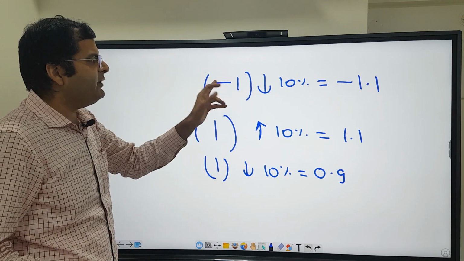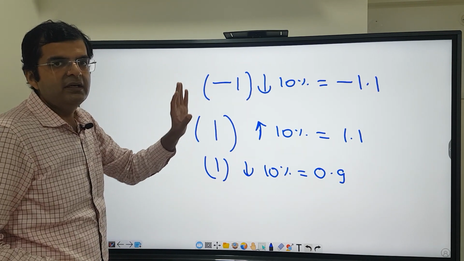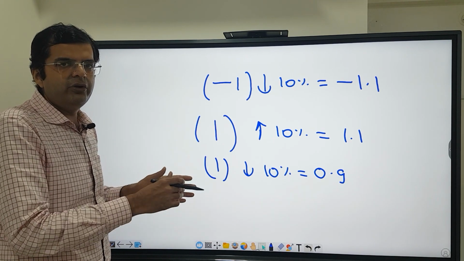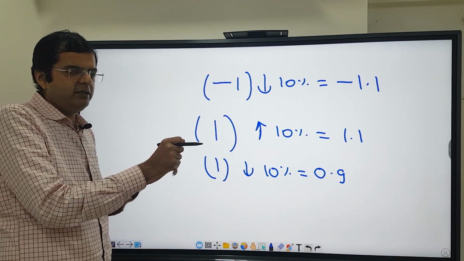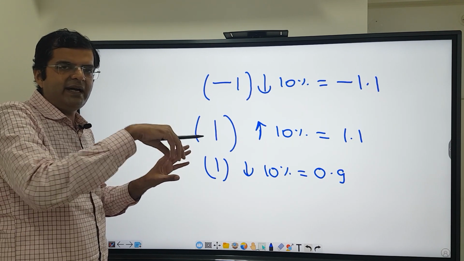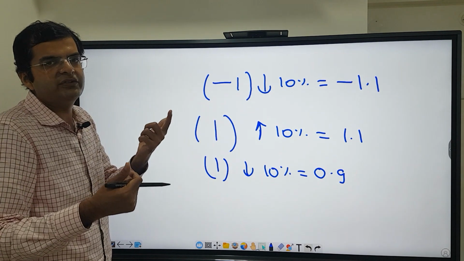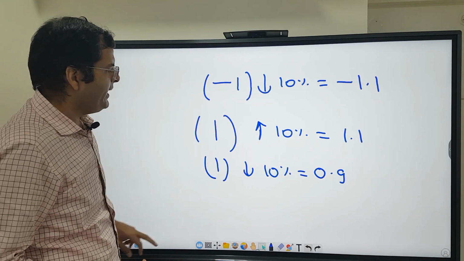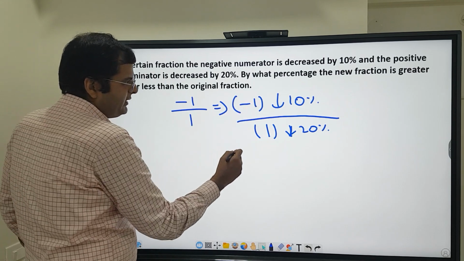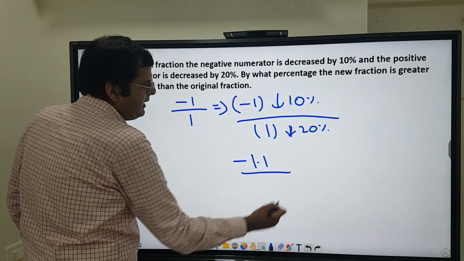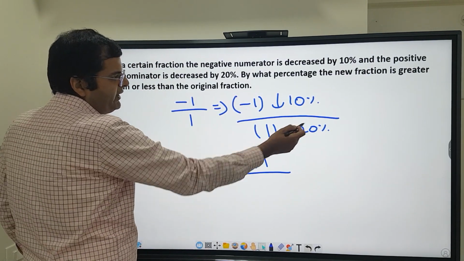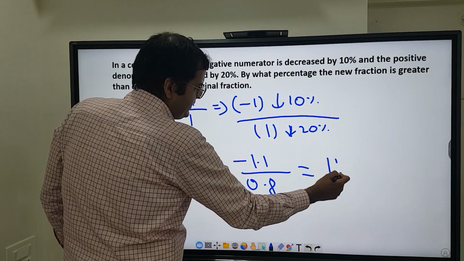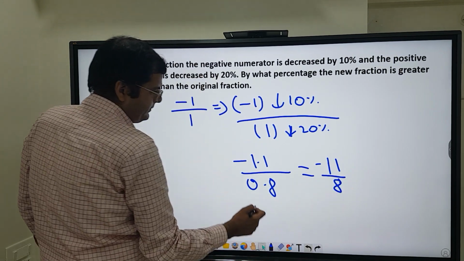The same logic will apply if you increase a negative number by some percentage. If a negative number is increased by x%, you ignore the negative part, decrease that number by x%, and then put the negative sign. So this is how minus 1 is decreased by 10%. You get minus 1.1. So in the numerator we get minus 1.1, and in the denominator it's a positive number. 1 decreased by 20% is 0.8. So this becomes minus 11 upon 8.